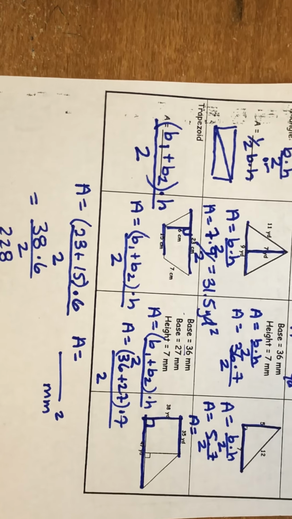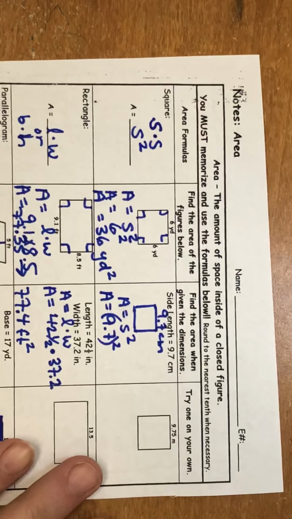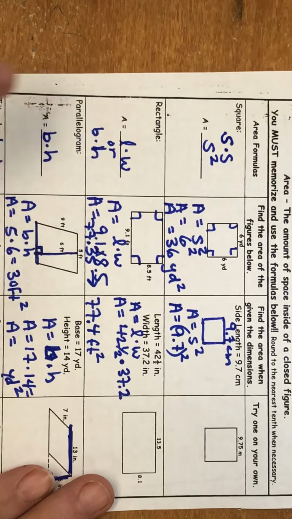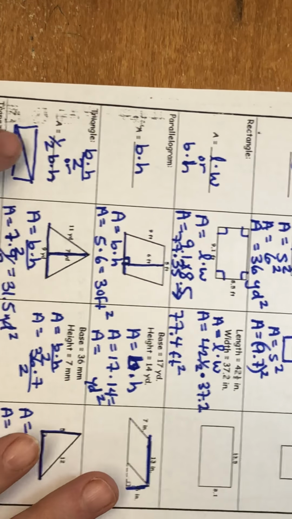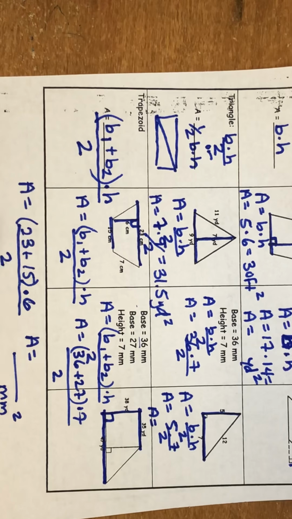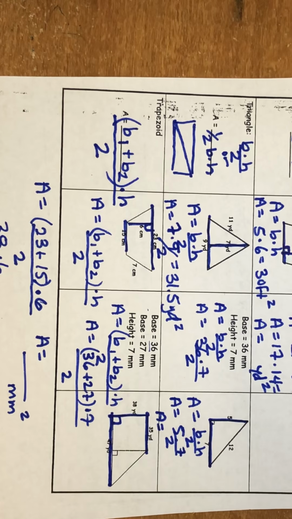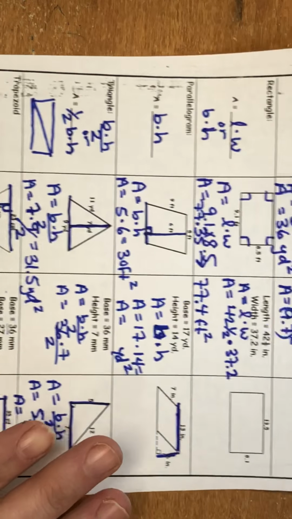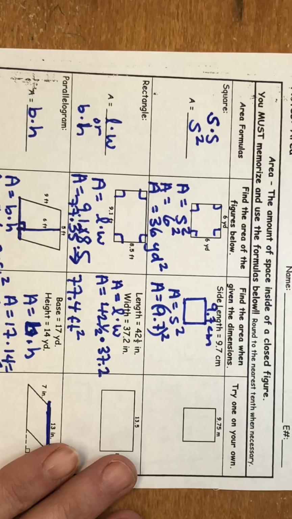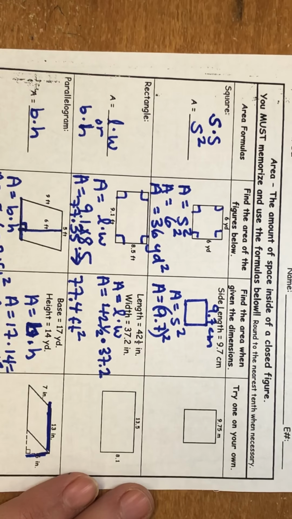So this was area notes for square, rectangle, parallelogram, triangle, and trapezoid. We will do the practice part in class on the back. Please make sure you have this in your notes and you finish the ones that I told you to finish up.